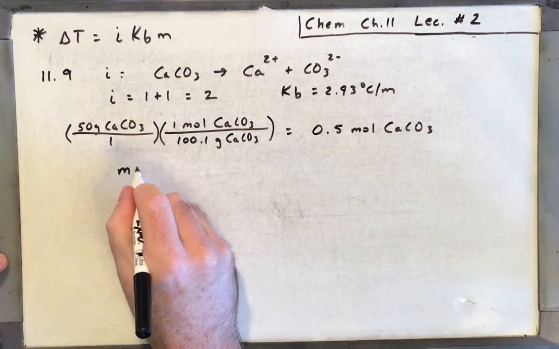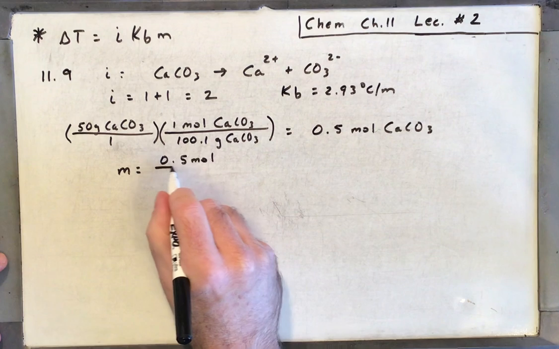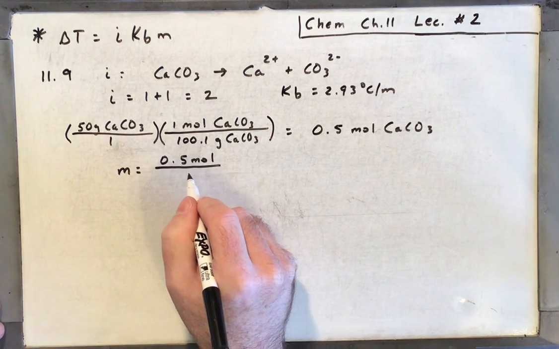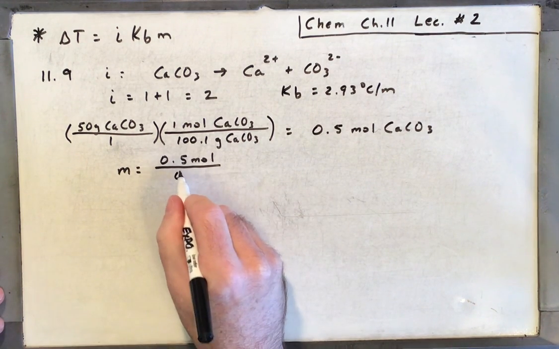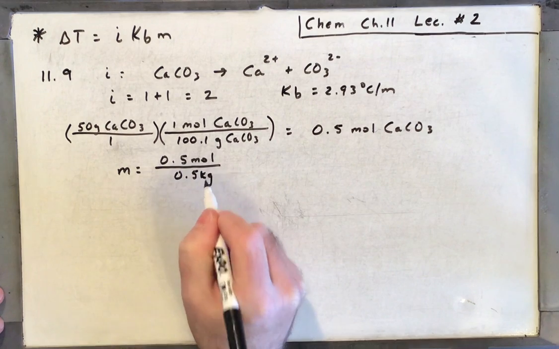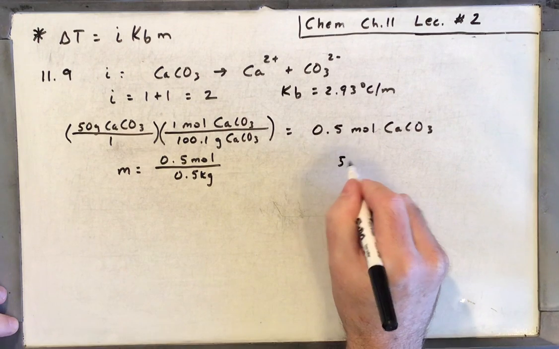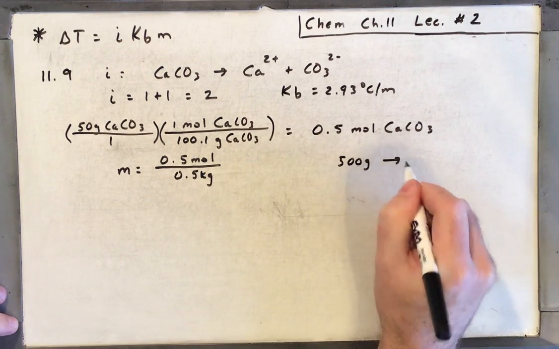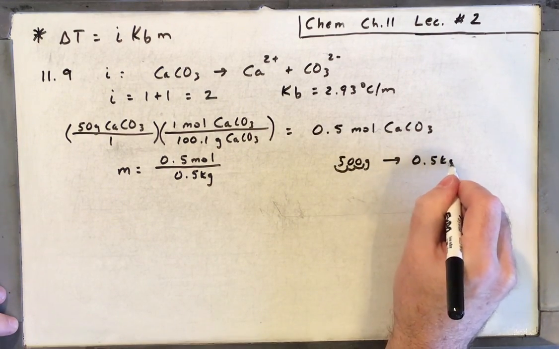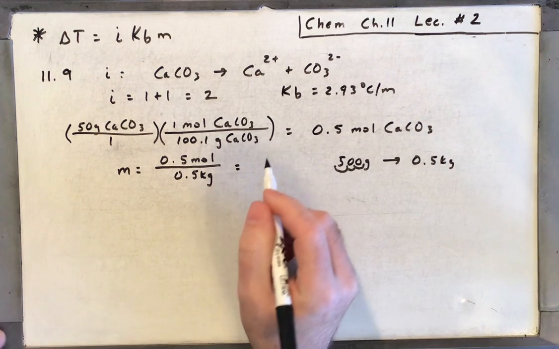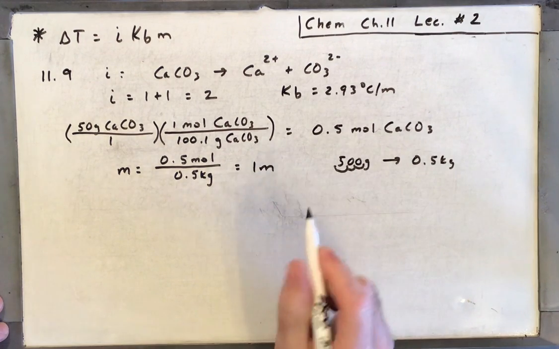That's not the molality though, is it? It's 0.5 moles divided by kilograms of solvent. So our solvent is 0.5 kilograms. Now if you look at the problem again, it said 500 grams. You got to change that to kilograms by moving that decimal place 3 places to the left. So that's a molality. Probably don't need your calculator, of 1.